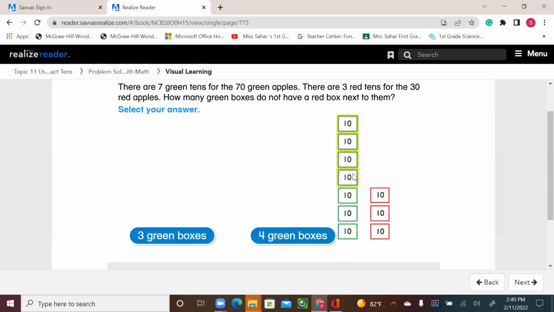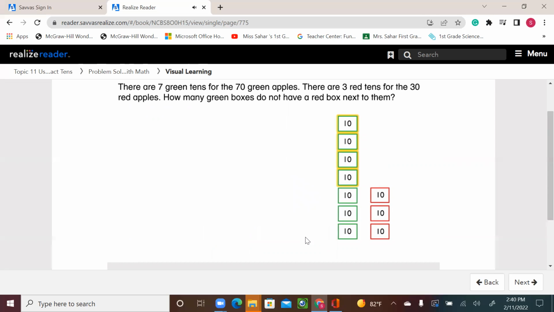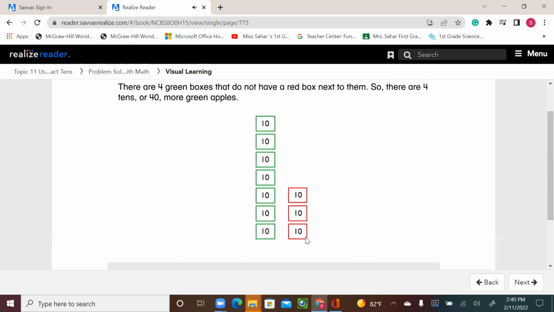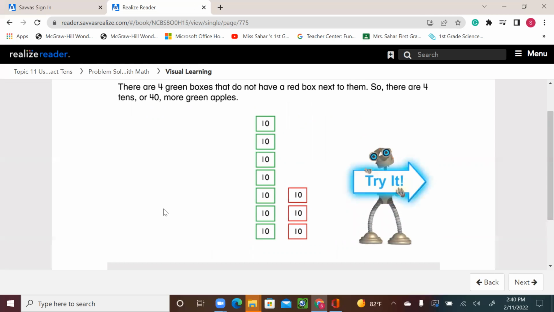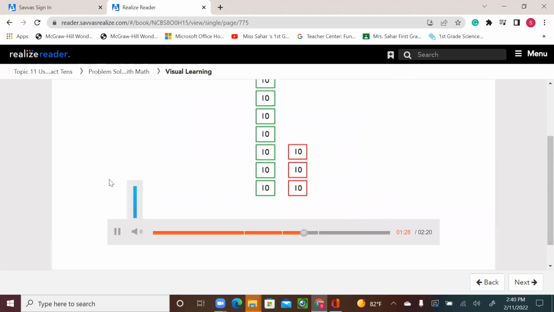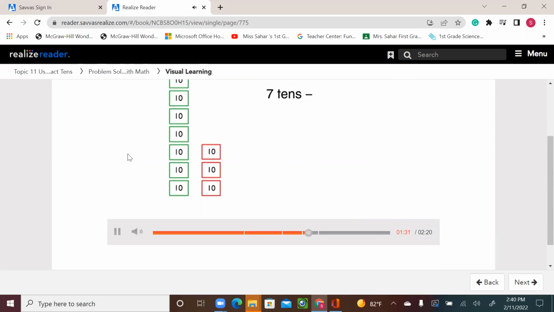So now we look at how many green apples don't get a partner of red apples. So I get 10, 20, 30, 40, or 4 green boxes. There are 4 green boxes that do not have a red box next to them. So there are 4 10s, or 40 more green apples. Seven 10s minus 3 10s equals 4 10s.